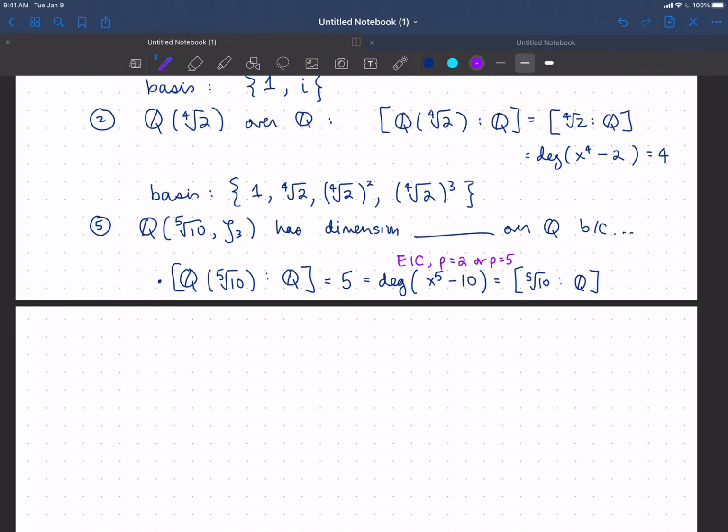So we've got a basis for that. We've got 1, the 5th root of 10, up to the 5th root of 10 to the 4th, is a basis for Q adjoin the 5th root of 10 over Q.